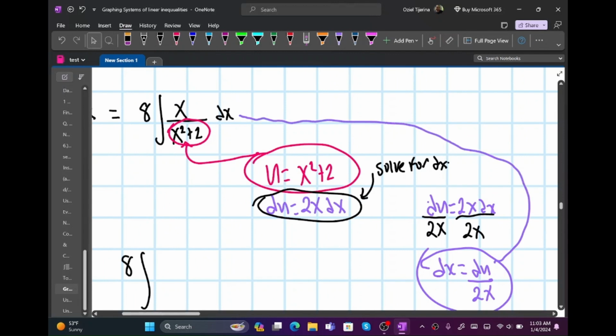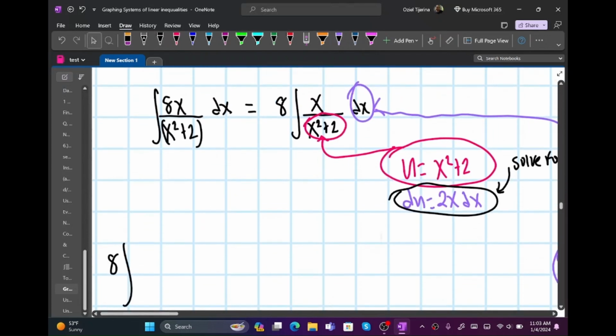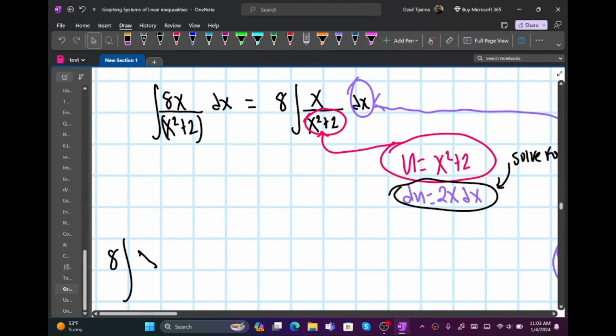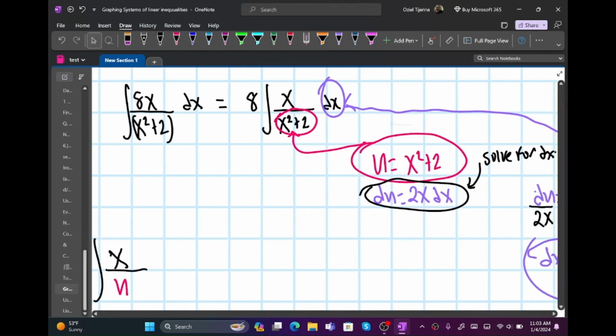I just want to state that very quickly: 8 integral of the following. So it's going to be x over, and remember u is on the bottom, so we're going to put that as u. And then dx will just be du over 2x.